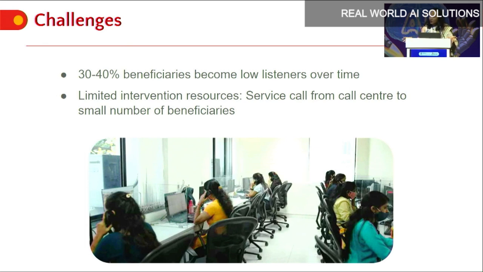We have a small call center from which we can make service calls to beneficiaries to figure out the reason they are not listening. So we offer to change the language in which they receive calls, we can change the phone number on which they receive calls, we can change the time slot in which they receive calls. But as we are a non-profit, we can only make a small number of calls every week, and M-Mitra often has up to 100,000 beneficiaries at a time.